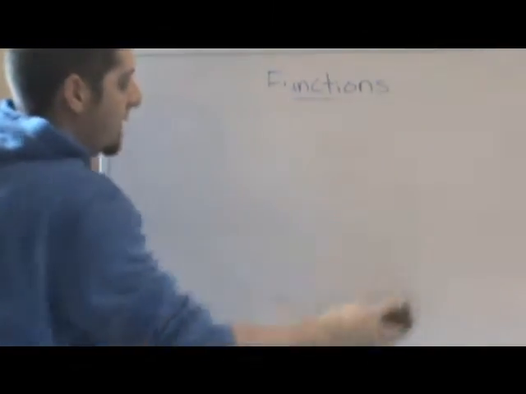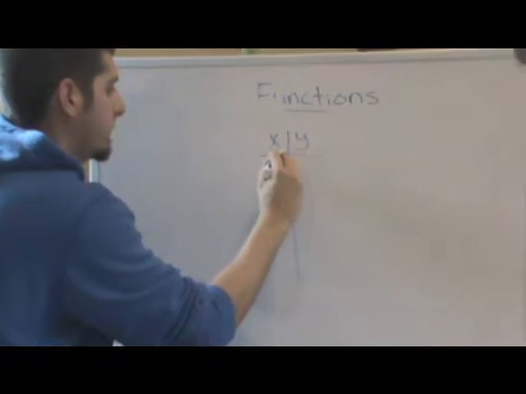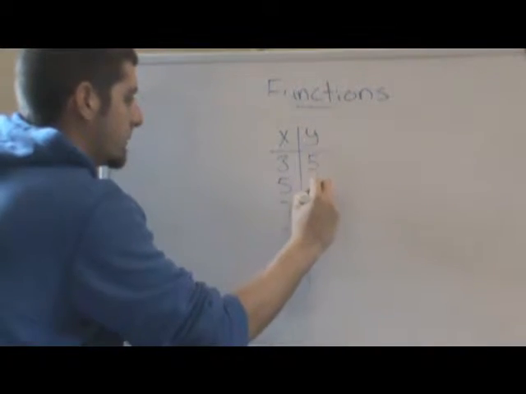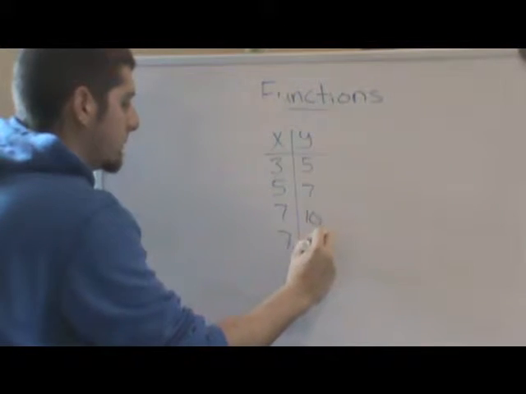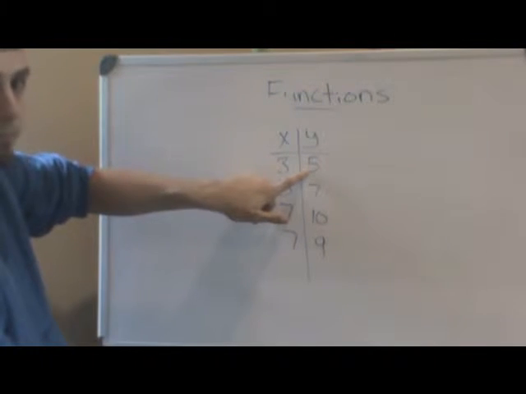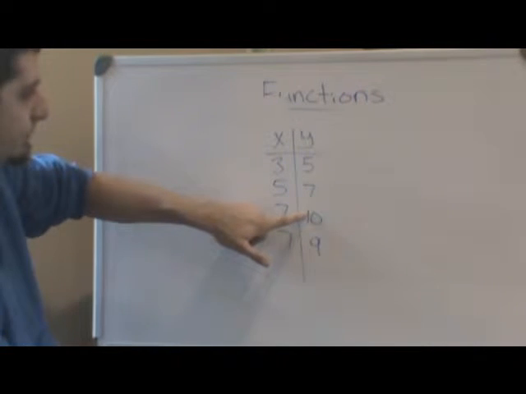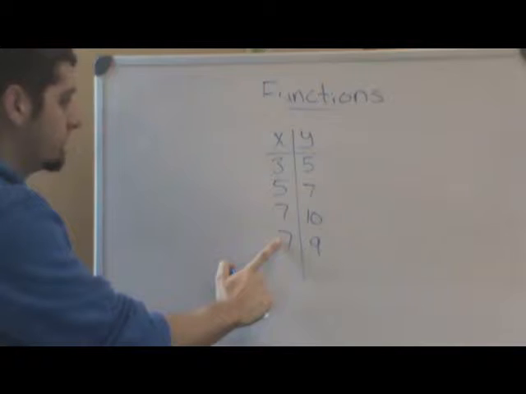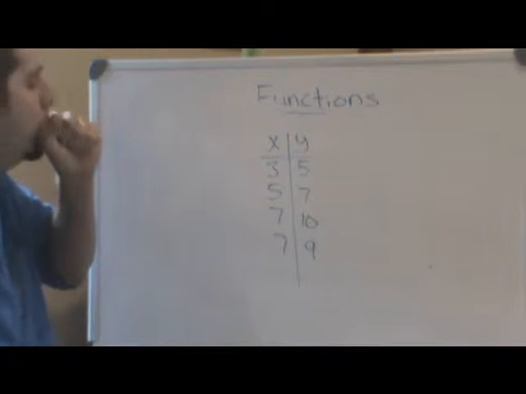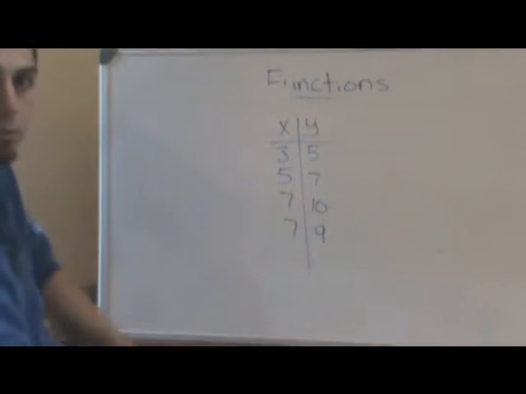Okay. If I had a function like this, when I input 3 I got 5. When I input 5 I got 7. When I input 7 I got 10. I input 7 again and I got a different answer, I got 9. This is not a function. I cannot input a number twice like I did and get 2 different answers.